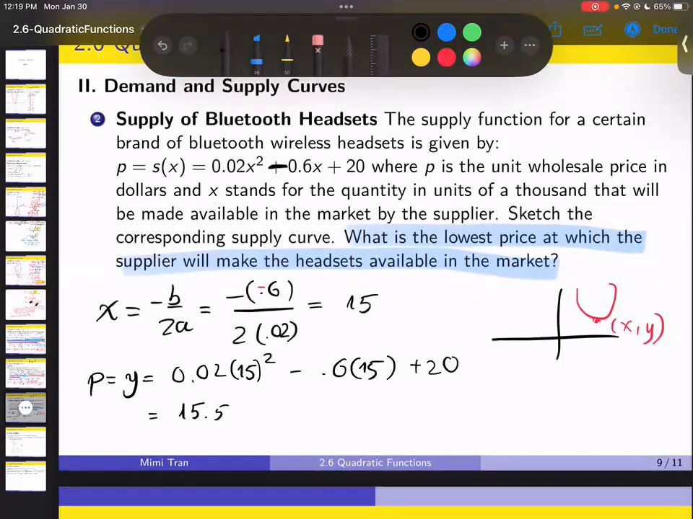15.5. Now 15.5 doesn't make any sense. Remember, this is in units of thousands, right? So instead of 15 there, it should be 15 thousand. But you can multiply by 1,000 for X later. I'm going to multiply at the end here. It doesn't matter. So my answer will be 15,500 thousand of dollars.